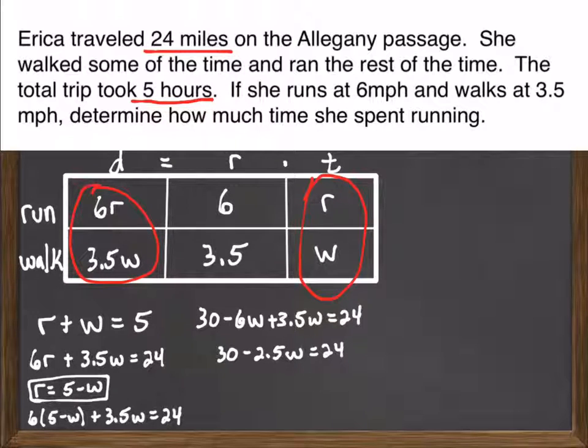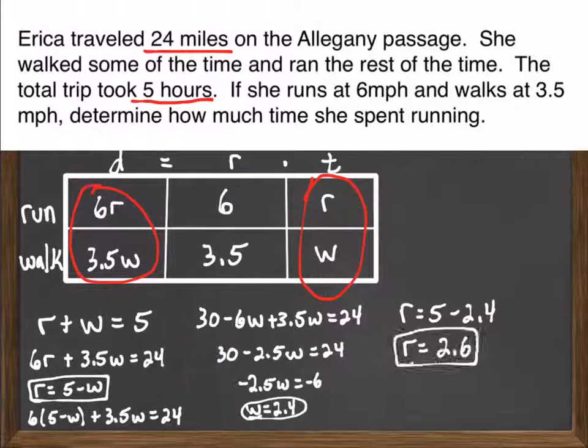And proceed to solve the equation. Subtract 30 from both sides, and then divide both sides by negative 2.5. I get that the walking time was 2.4, and then I use my R equals 5 minus W, plug in the 2.4, and I find that the time running was 2.6 hours. And in this case, that's what we wanted to know, how much time she spent running.